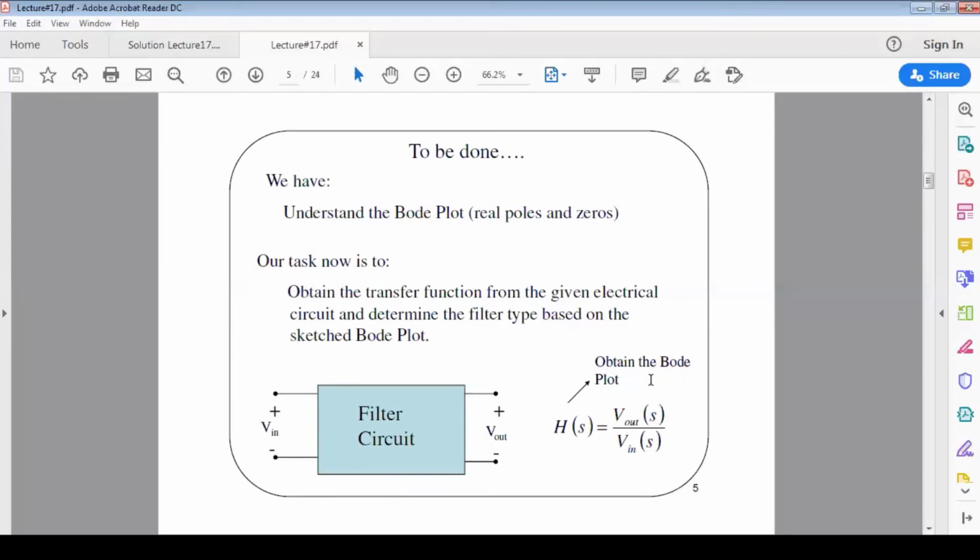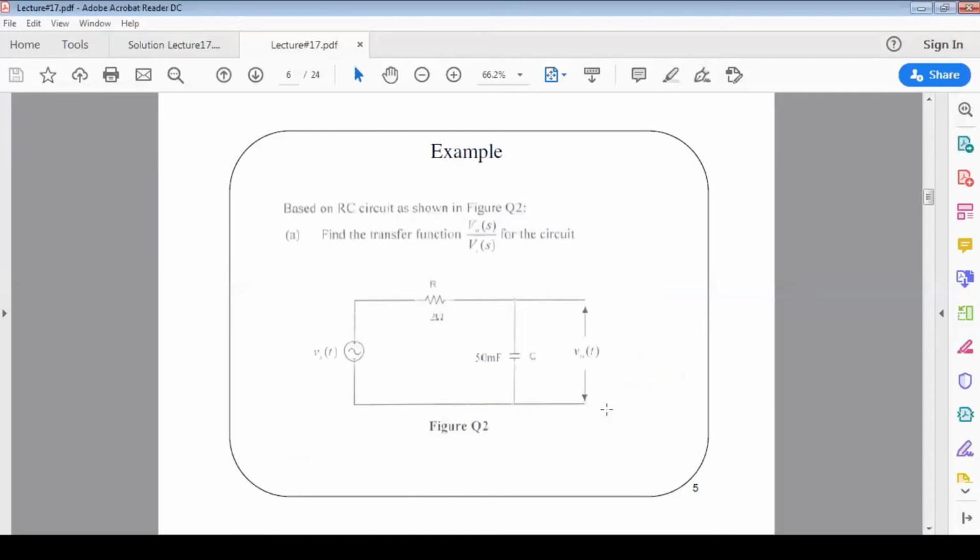Okay. So basically, the Bode plot can be obtained from the transfer function, which, as we have discussed in the very early part of this lecture, is the ratio of the output and the input. Yeah, so that should be the transfer function. As for the first exercise, we're going to see how to obtain the transfer function if we have this circuit.